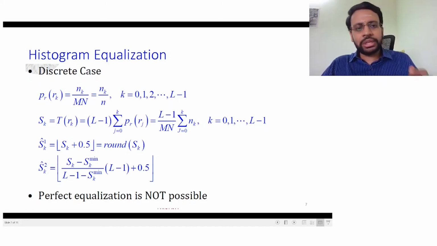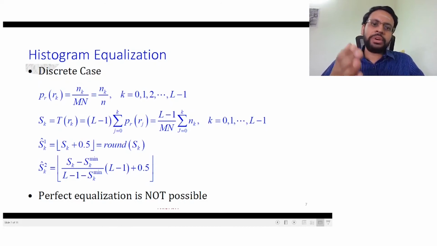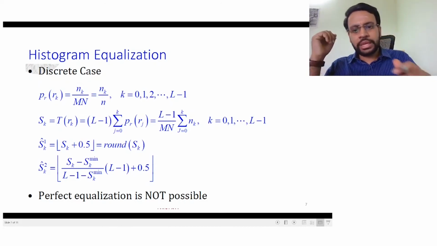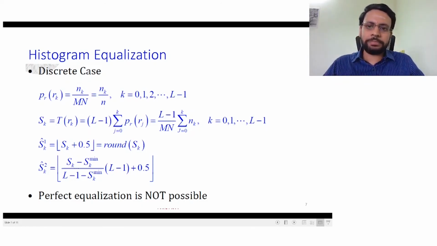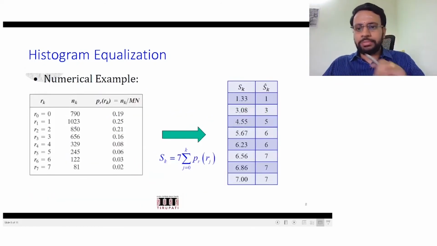It's just an implementation detail. Or you could say it is equivalent to saying if you get 4.6, then you make it 5. If you are getting 4.4, you make it 4. It's as simple as that. However, as you are doing this round off, and also because of a few other reasons, perfect equalization as such is not possible here. Let's see a worked out example here.